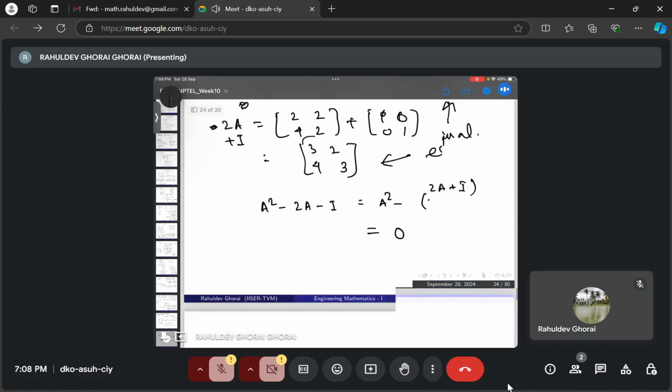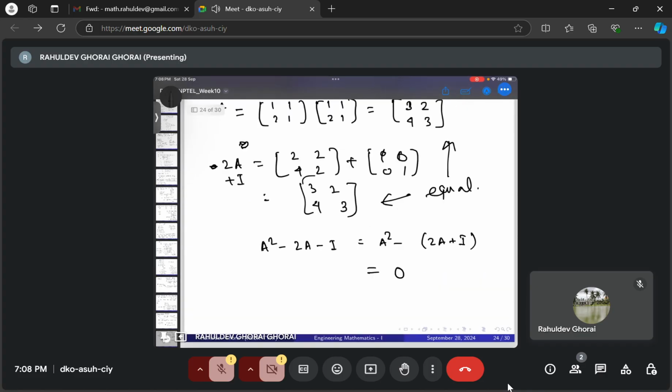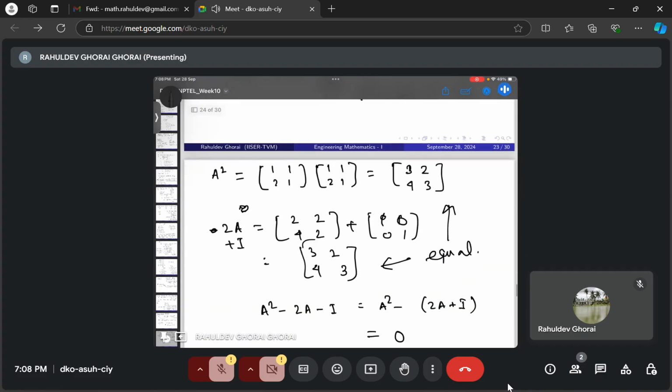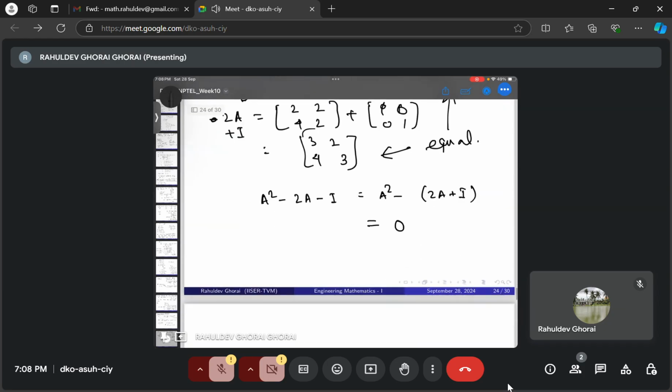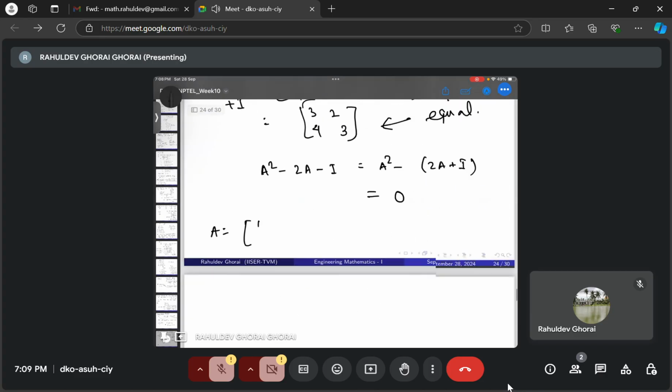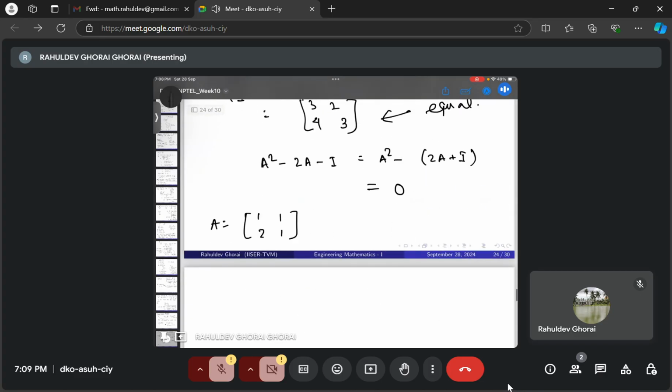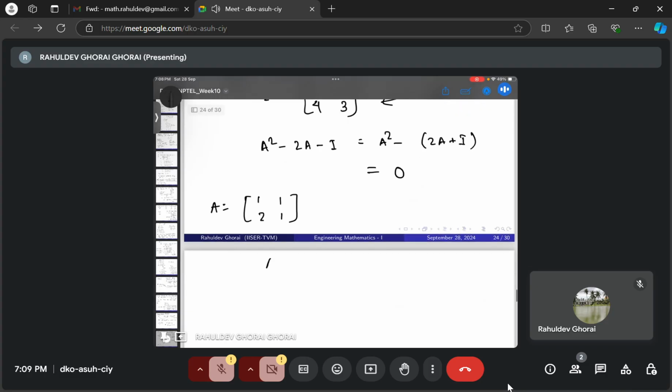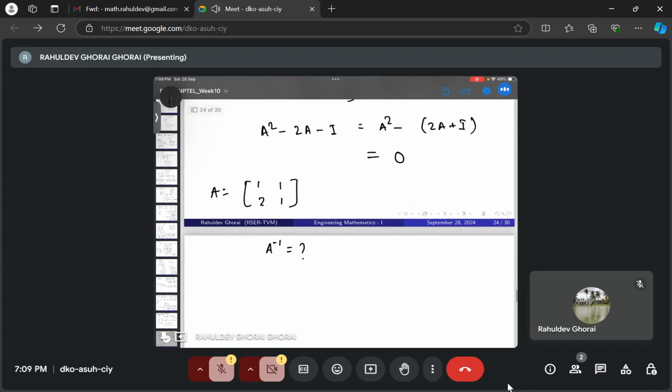So now, for this case, A inverse exists. Let's say your matrix is [[1,1],[2,1]]. In this case, it will be easy to find A inverse. Still, what we see is that the A inverse exists, but how do we find A inverse using the Cayley-Hamilton theorem? So what do we do?